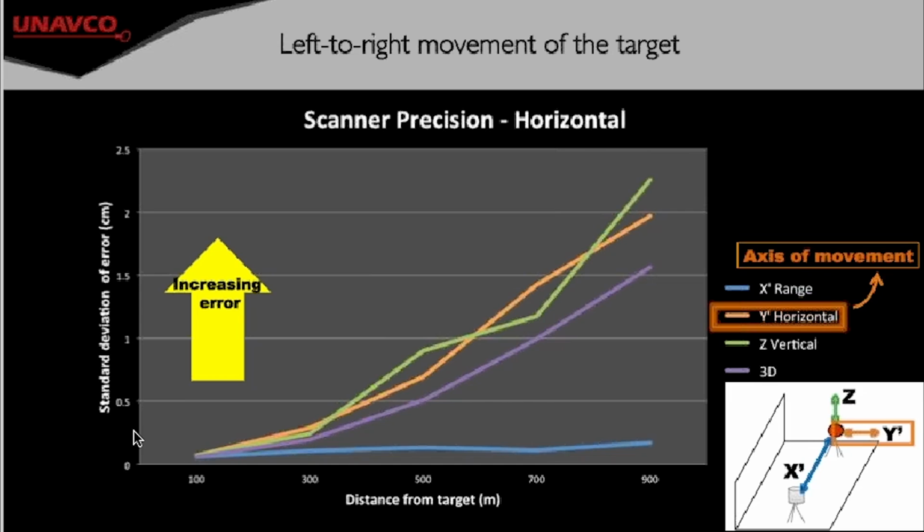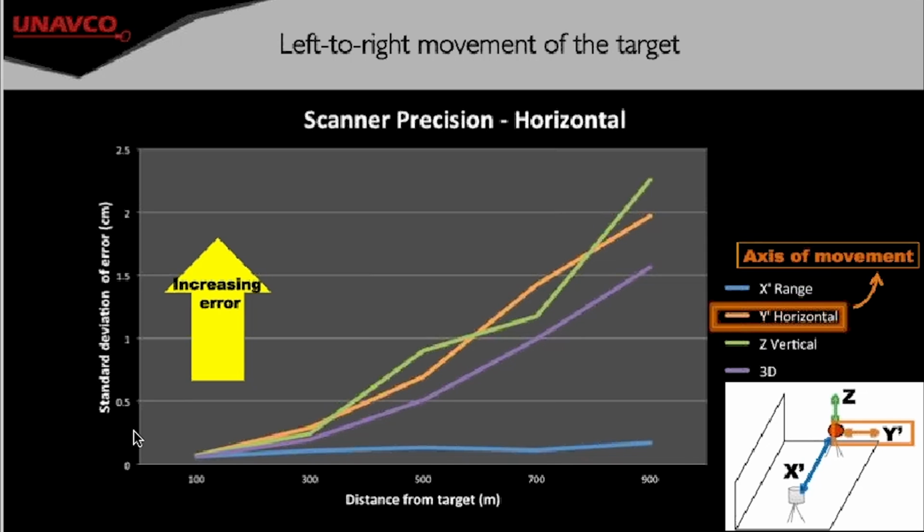Okay. The first set of results we're going to show you are precision results. In all of our graphs in the bottom right-hand corner is a legend saying which axis we moved it in. On all of our graphs also, the blue line is X, range. The orange line is Y, horizontal. The green line is Z, vertical, and the purple line is the 3D, which is the sum of those three.